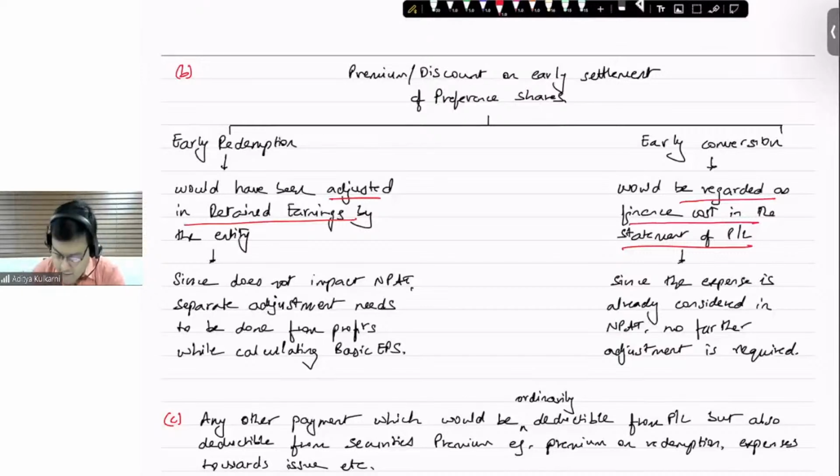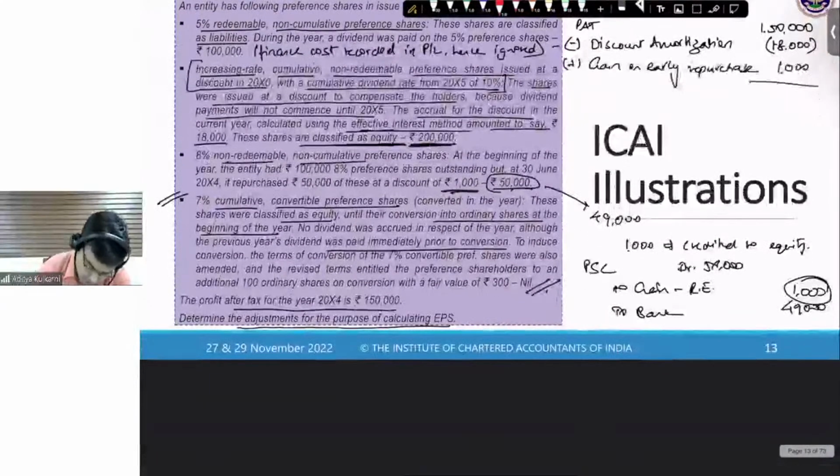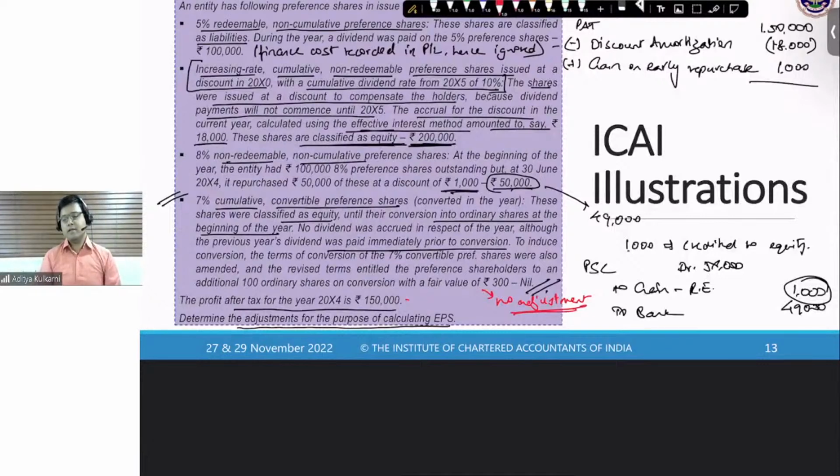Okay, so since the expense is already considered, no further adjustment is required. No adjustment. Okay, so that is all that you are having as your adjustments. 1,50,000 minus 18 plus 1. So that gives you 1,33,000, if I am not wrong. 1,33,000. What is this? Net profit attributable to equity shareholders.